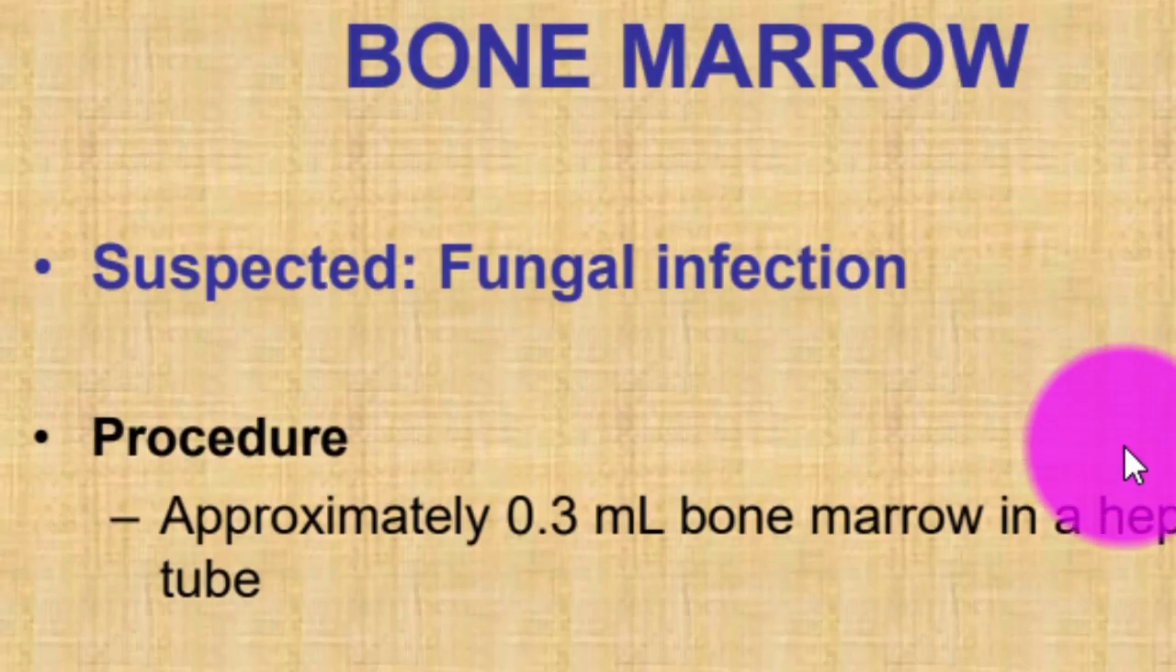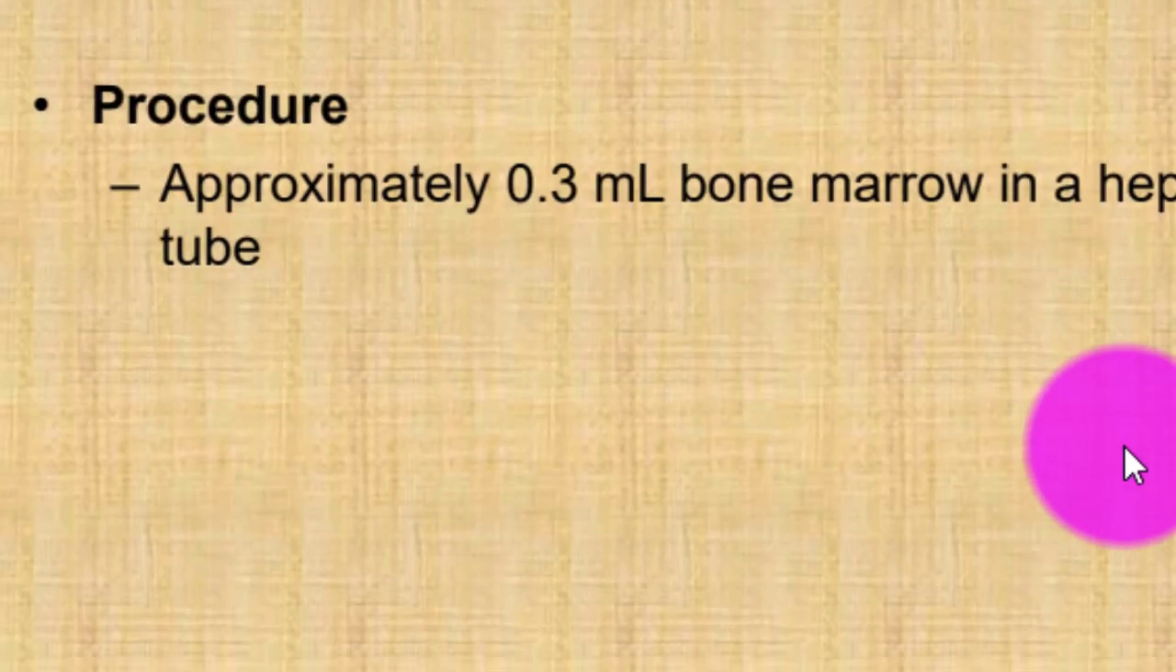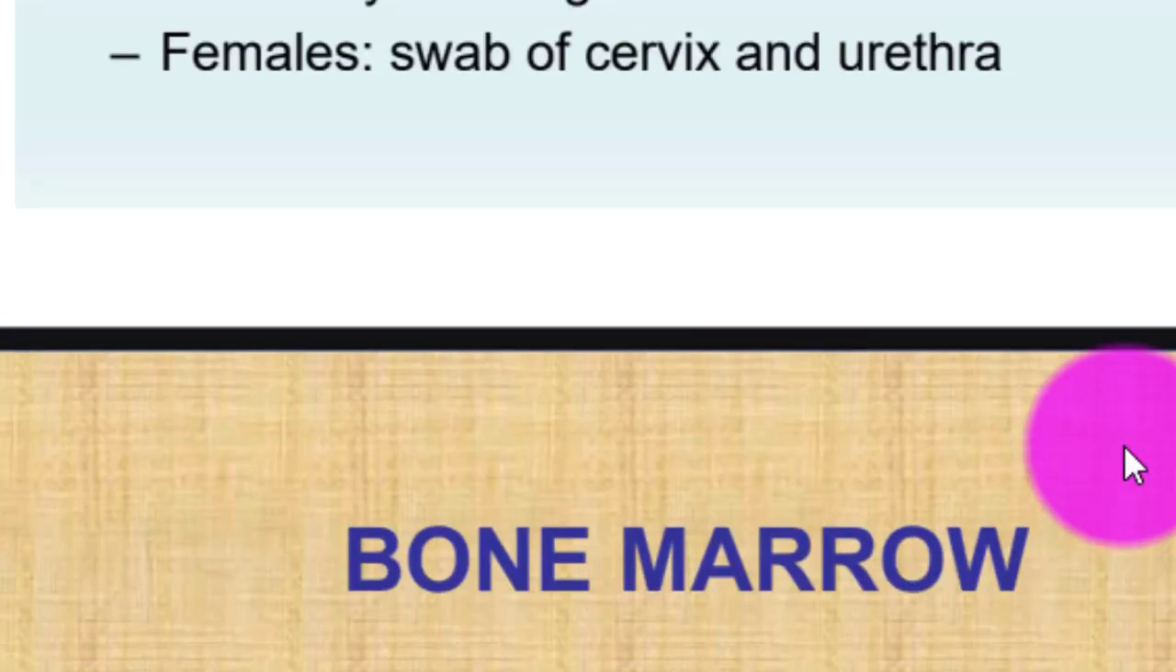Bone marrow, suspected fungal infection. Procedure: approximately 0.3 ml. Bone marrow is collected in a heparinized tube.